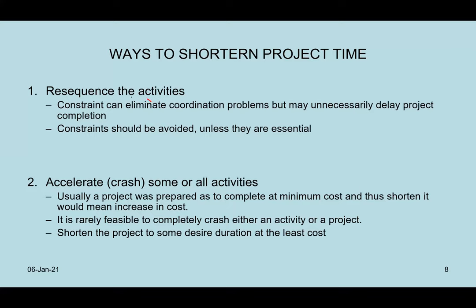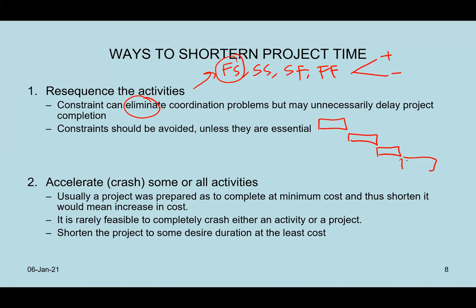Constraints can be eliminated. Remember, when you link activities, you use finish to start, start to start, start to finish, or finish to finish, with a lag or lead relationship. The easiest way to connect activities is finish to start. But just imagine, if you draw finish to start activities here, what happens to the duration of the project? You see, it will be longer.